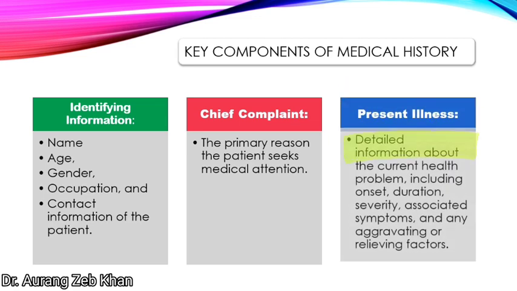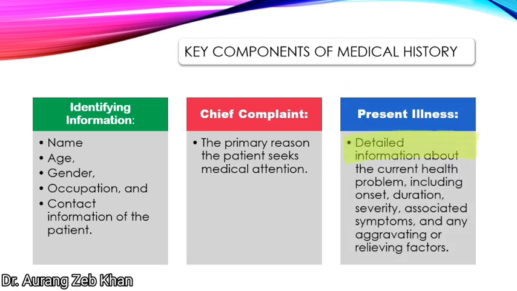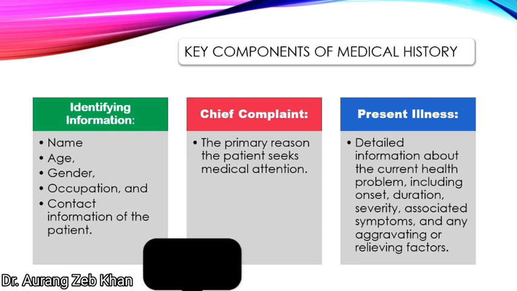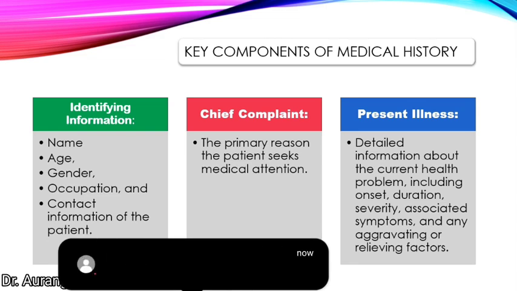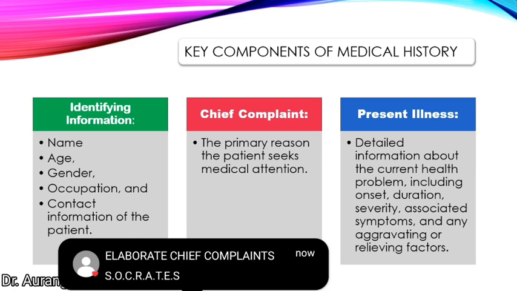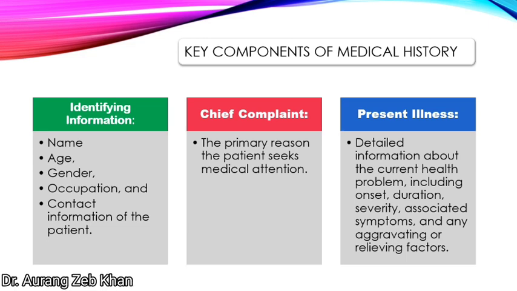Present illness is detailed information about the chief complaints, the current health problem, including the onset of the condition, the duration, the severity, the associated symptoms, and any aggravating or relieving factors. The patient presented with chief complaints, and you have to elaborate those chief complaints with regards to their onset, their duration, severity, associated symptoms, and other aggravating and relieving factors in the section of history of present illness.